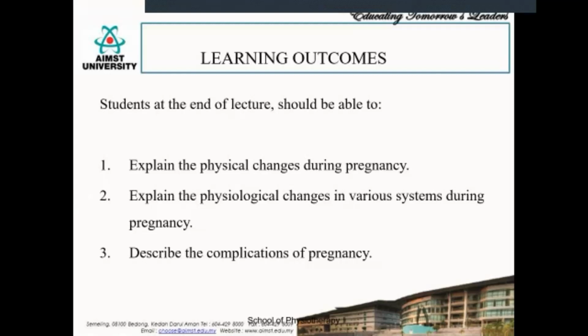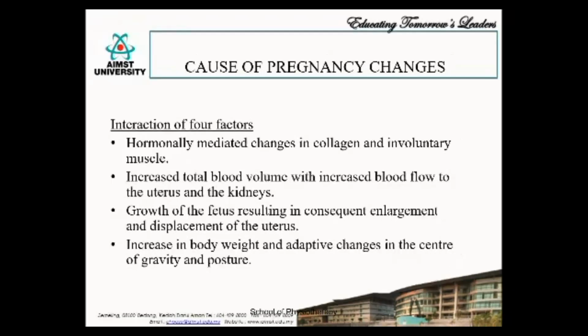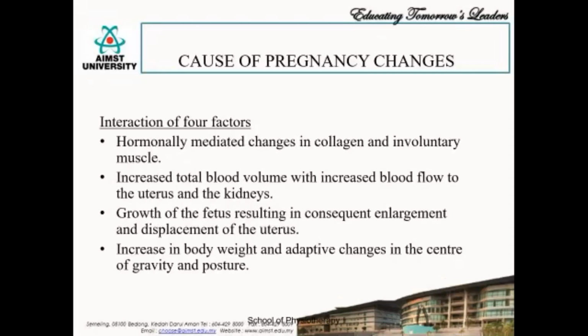So here we will see what are the physiological changes that are going to happen in the body, and because of the physiological changes, what are the complications they might have. And in the next class, we will see how as a PT we will be able to help them. So first is the main cause of the physiological changes in pregnancy. During pregnancy or immediately after the pregnancy, there are interactions of the four hormones. Because of this interaction of the hormones, you will have all the physical and physiological changes happening in the body.